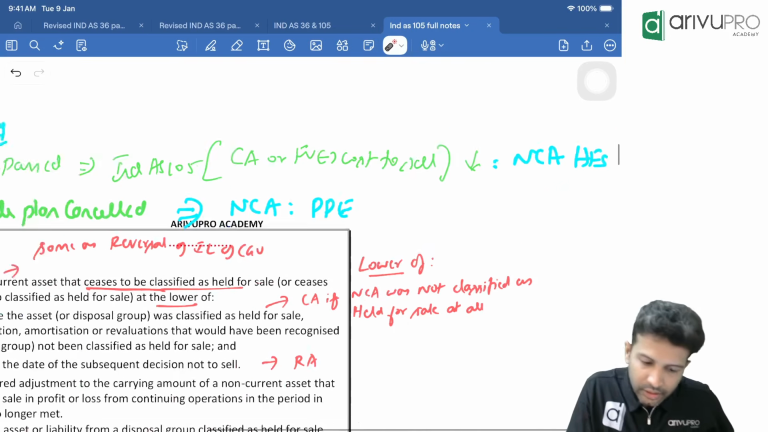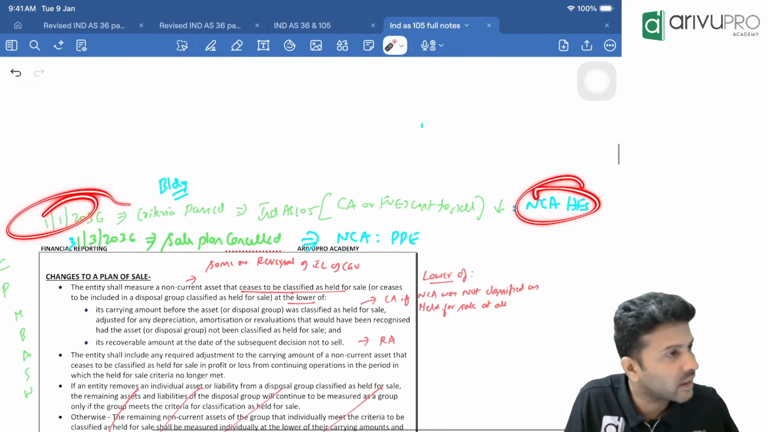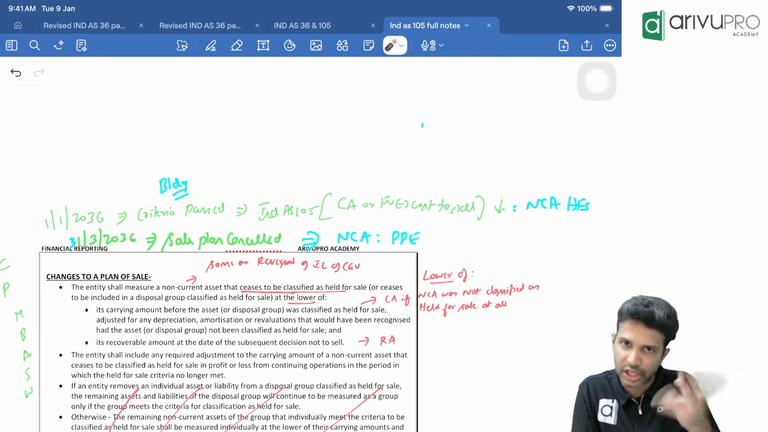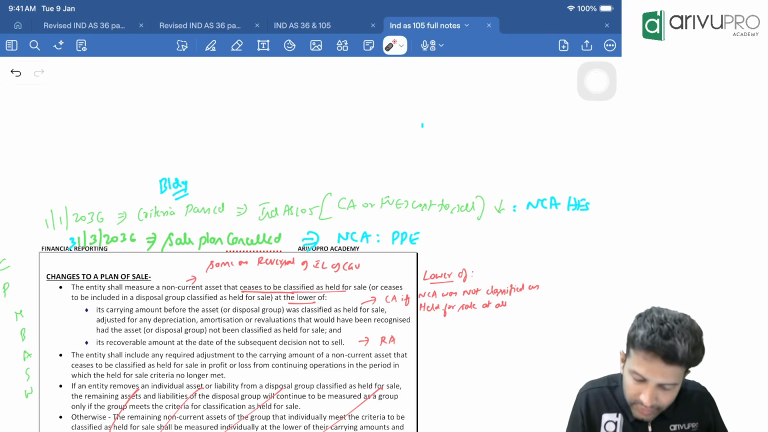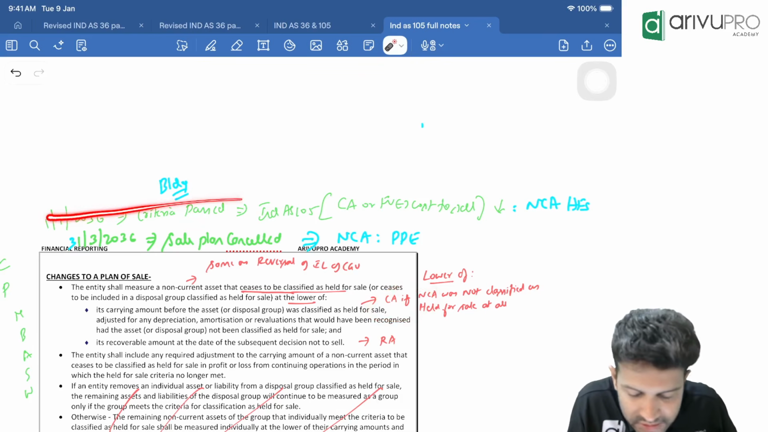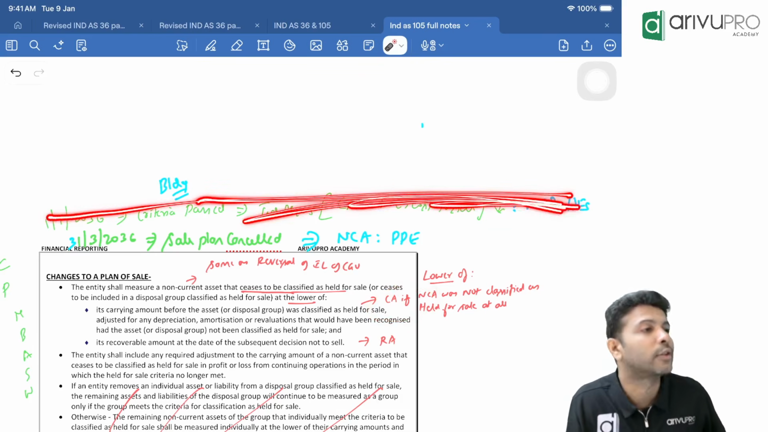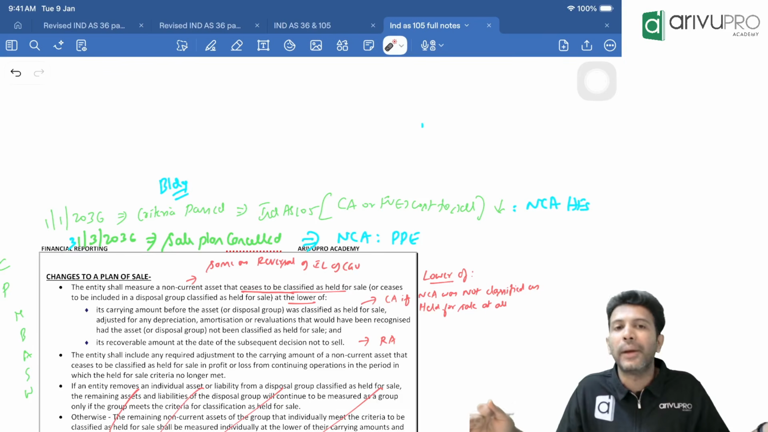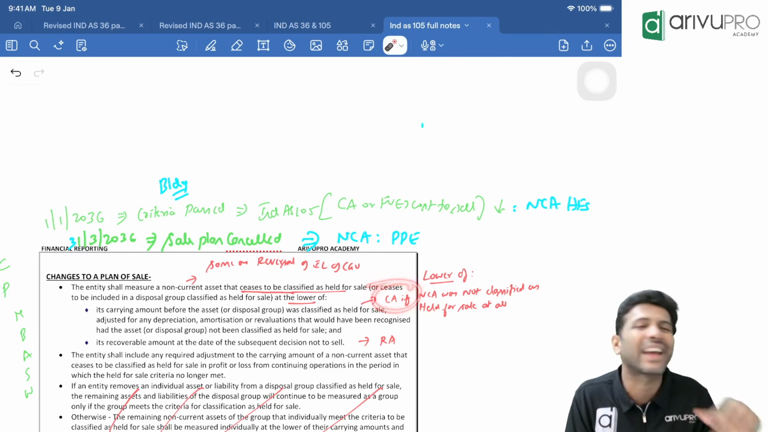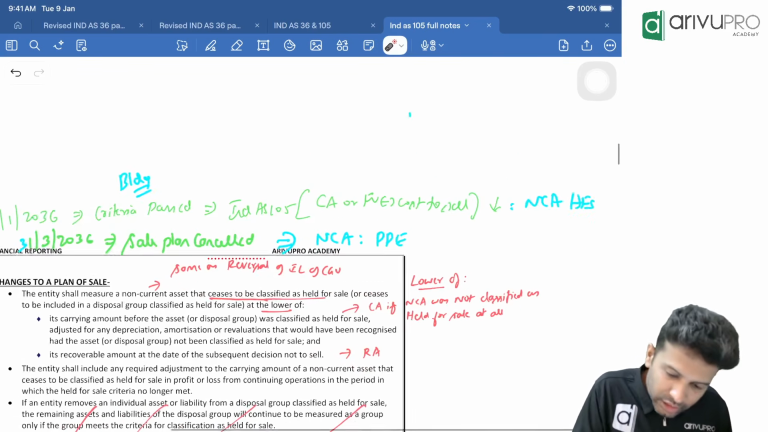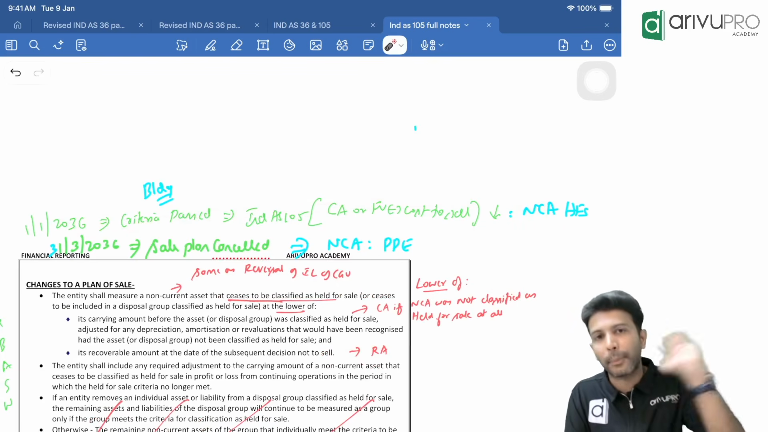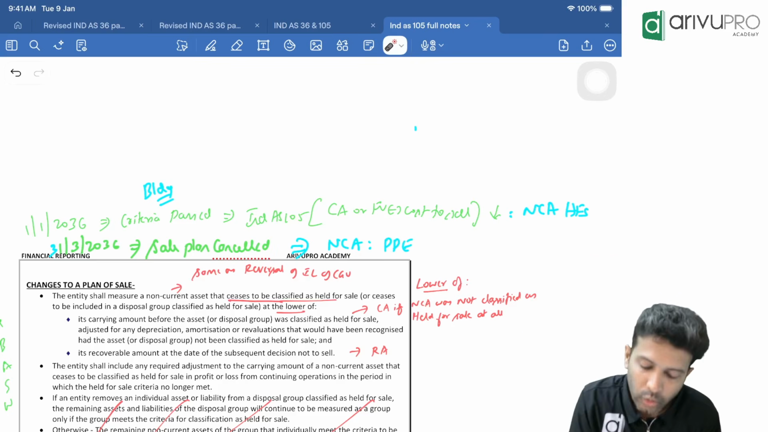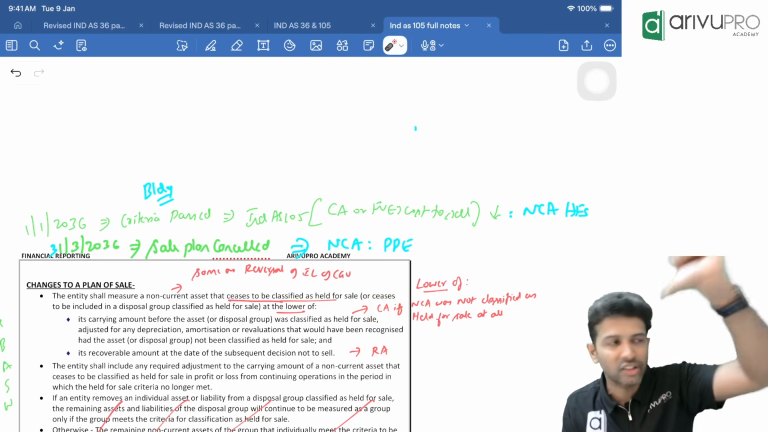at all. Currently, on 1st January, you classified it as held for sale, no? And two months later or three months later, classification changed, plan changed. So what we are trying to find out here is, if this asset was not at all classified as held for sale, meaning if this Ind AS 105 provision was not at all applicable, what would have been the carrying amount? First find that. That is one limit.